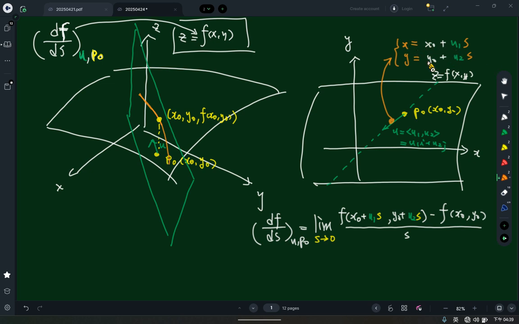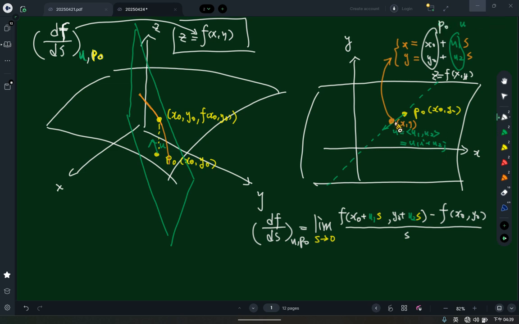This is for the x part, this is for the y part. Through these parametric equations, we can represent any point x, y on the line by using x0, y0, and also u. This is u, and this is P0.